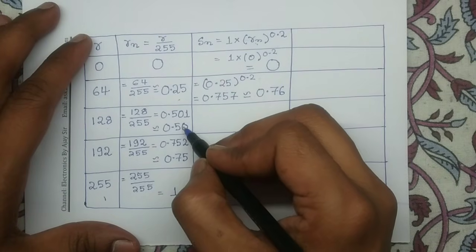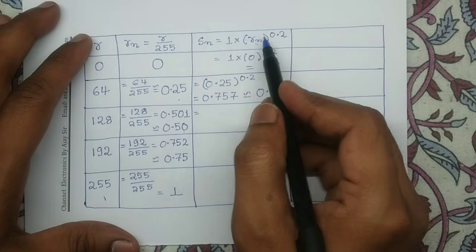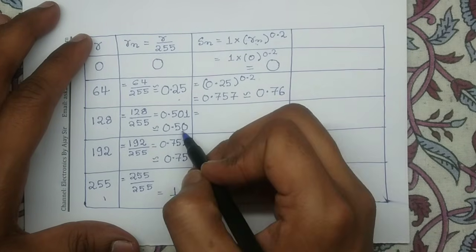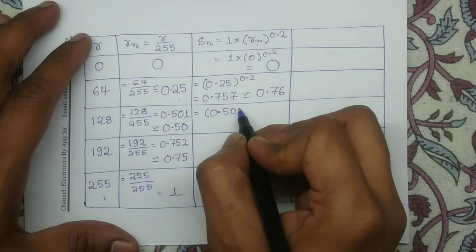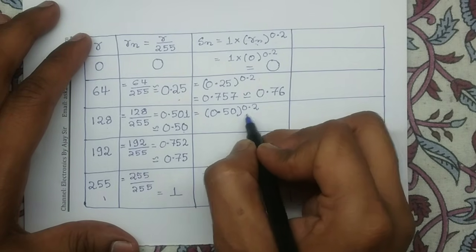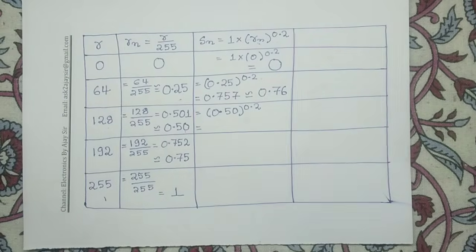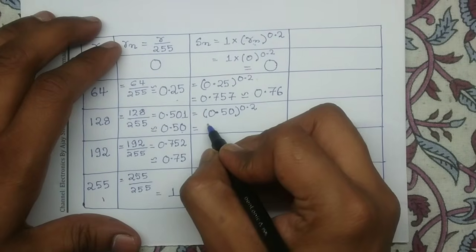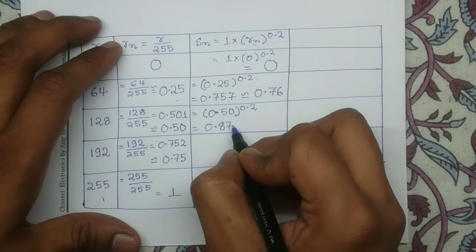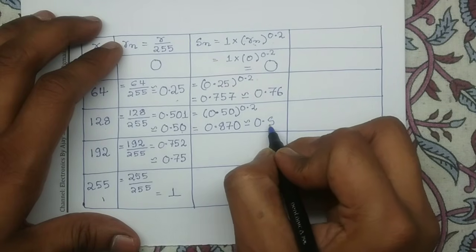Next, when Rn equals 0.5, we will determine the value of Sn, and for the same, in this equation of Sn, in place of Rn, we will substitute the value 0.5. 0.50 to the power 0.2. If you solve this expression, you will get the number 0.870. Next, we will round off up to 2 decimal places, so it becomes 0.87.